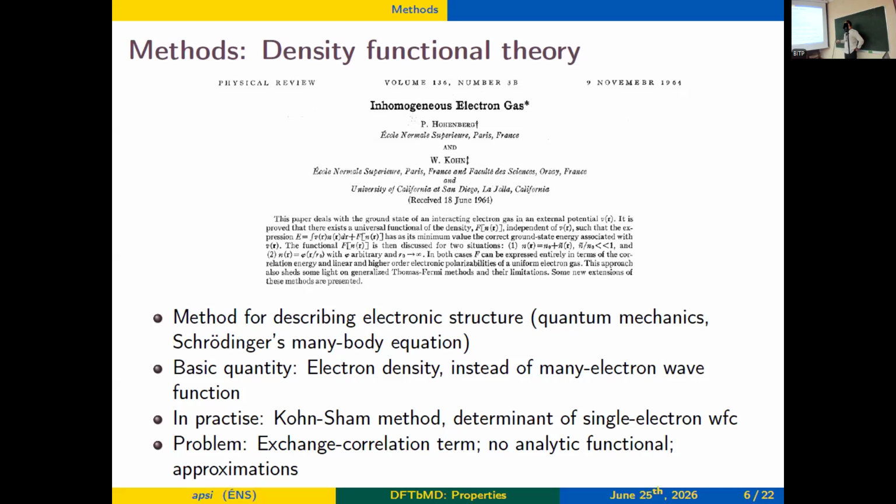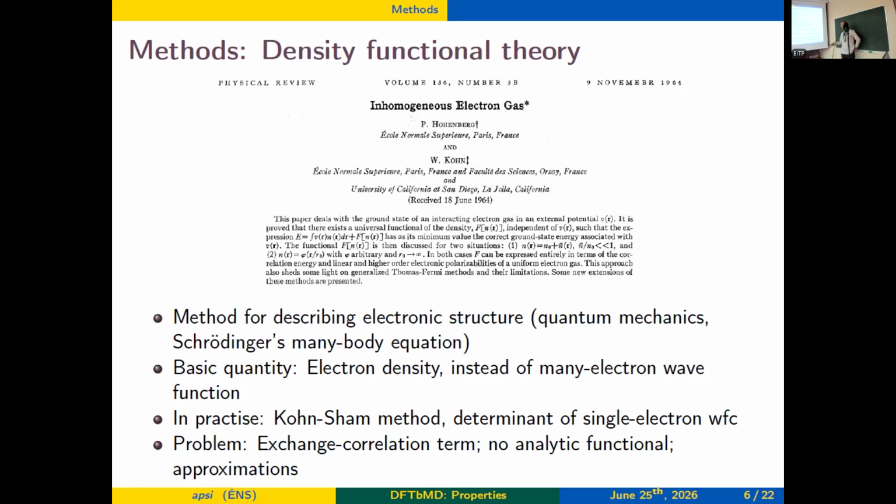The main problem that we still have today is that we don't know the analytic expression for the correlation term. Exchange we know, but we are led to always use approximations. And Sergei also showed some examples. B3LYP is very popular among the chemists. So we are forced to use some approximation here, and this is the main approximation that we have.